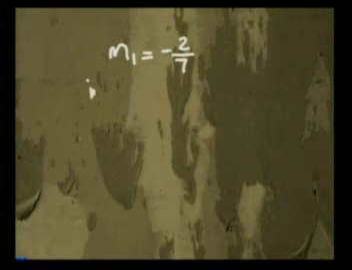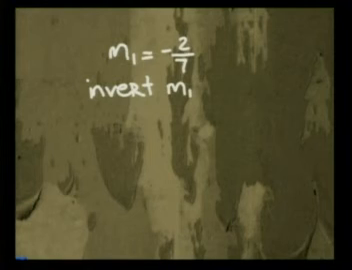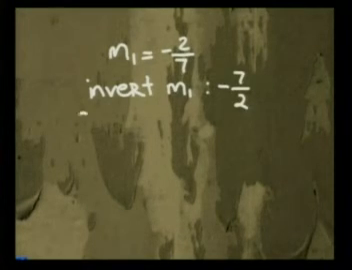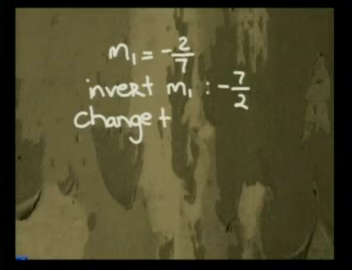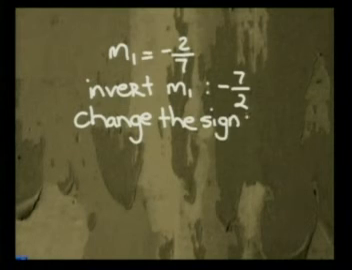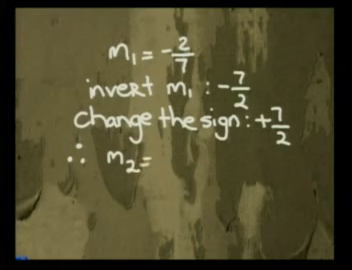Well, the shortcut says that we must invert the given gradient and change the sign. So turn -2 over 7 upside down, which gives us -7 over 2, and then change the sign from negative to positive, and the gradient of line 2 is +7 over 2. Wow, I've learned something new.